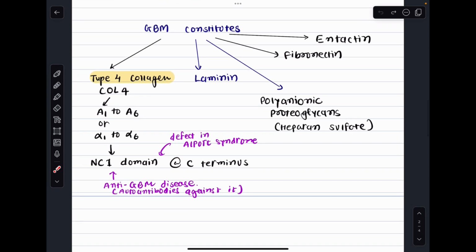And here if he asks you what components GBM consists of, so first one is the type 4 collagen, then laminin, polyanionic proteoglycan, fibronectin and entactin.